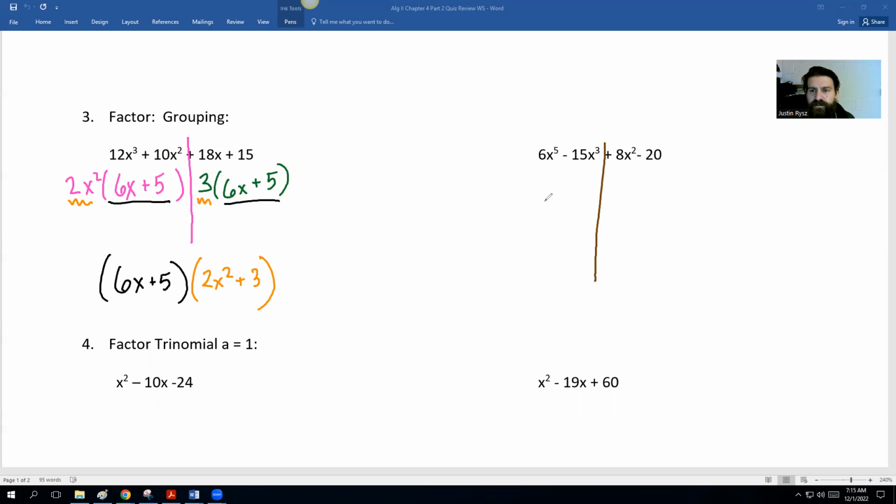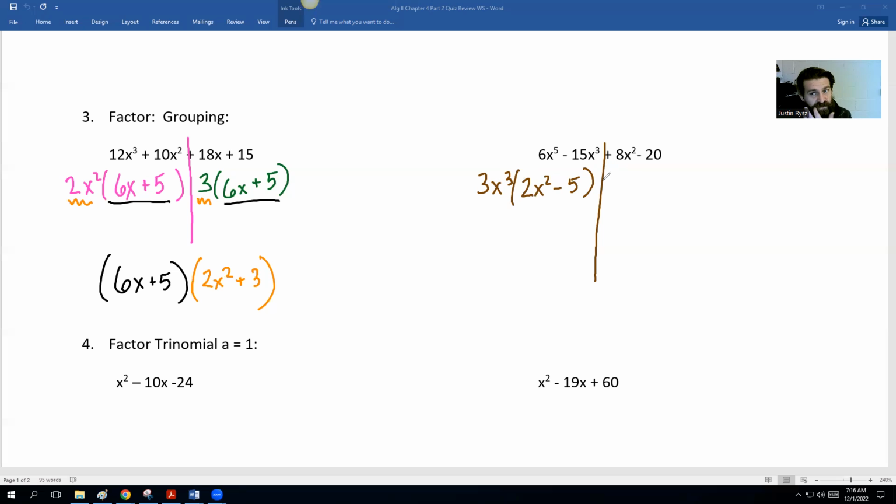Let's try the next one here. All right, what's the biggest number to divide 6 and 15 both by? That would be 3. And x cubed would be the largest x we can take away. All right, 6 divided by 3 is 2. And that drops down to x squared. And then we'd have a minus. 15 divided by 3 is 5.